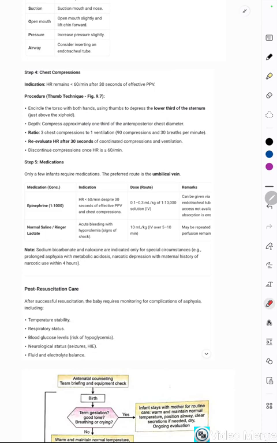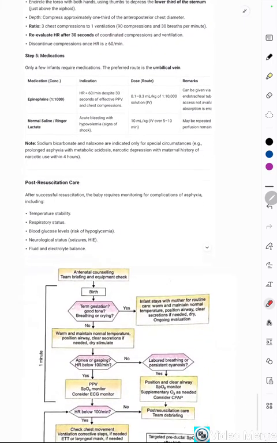So it should be done in a similar fashion, that is breathe 1 2 breathe 1 2. On the breathe, you have to do a compression as well as give a breath, and then in the 1 2 you have to do only compressions. Then reevaluate the heart rate after 30 seconds. If the heart rate goes to more than 60, then continue until the heart rate goes to more than 100, and then keep the baby only on ventilation.